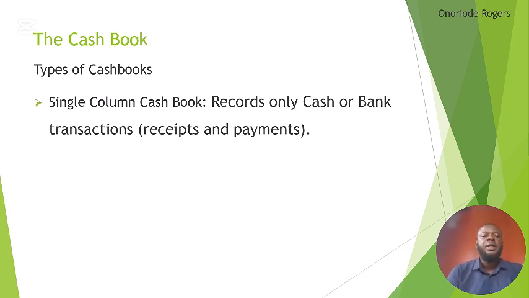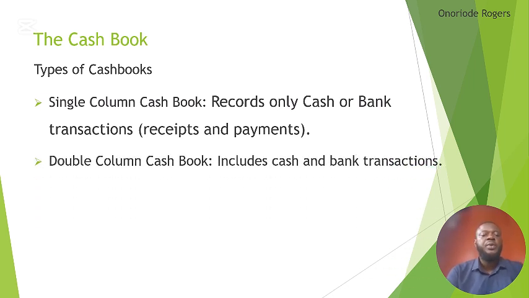So the next one we have is the double column cash book. This includes both cash and bank transactions. It has two columns, one for cash, one for bank. The first one we said has only one column, either for cash or for bank, but the double column cash book has a column for cash and also for bank transactions.